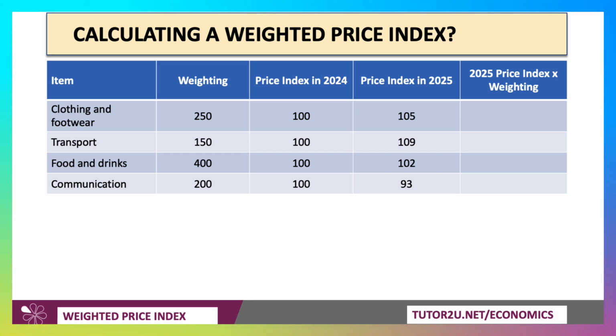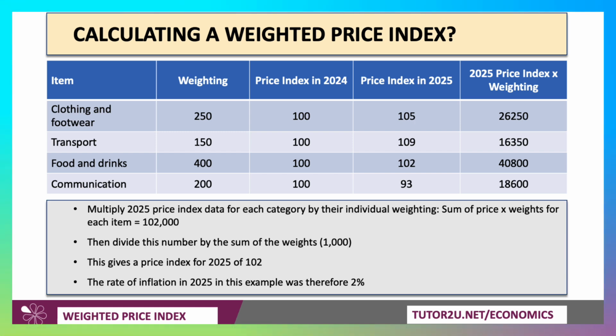Now, what you normally do is you multiply the price index by the weight for each of those items. I've done the maths for you. Hopefully somebody will check on YouTube if I've made a mistake. So let's just work through what we do. You multiply the 2025 price index for each category by their weighting. And then there are only 4 items, and then you sum those. If you sum those, that comes to 102,000. You then divide this by the sum of the weights, which is 1,000. So this gives a weighted price index for 2025 of 102, which tells us that the rate of inflation was therefore 2% in that particular year.